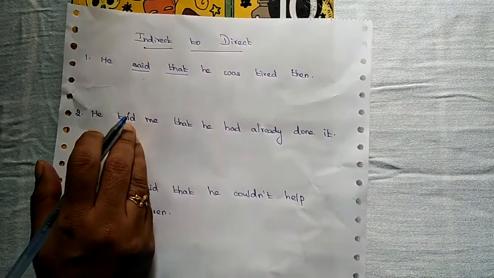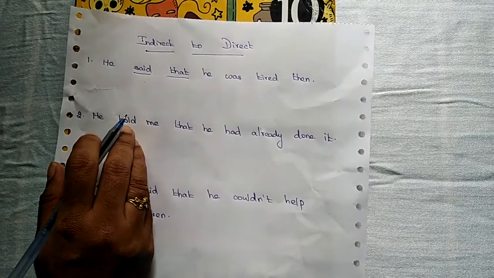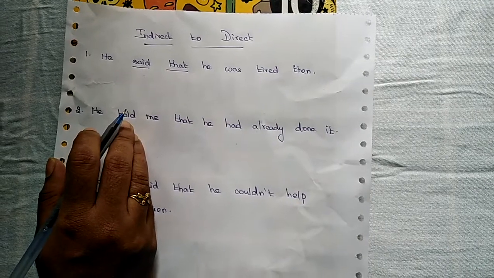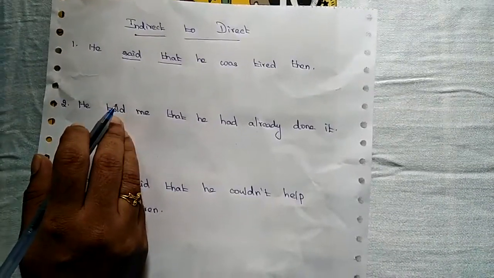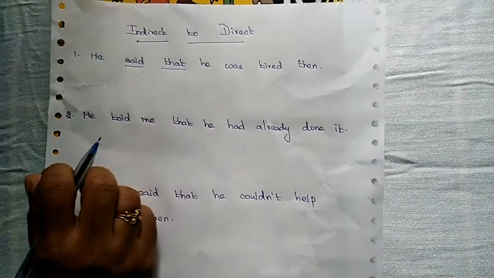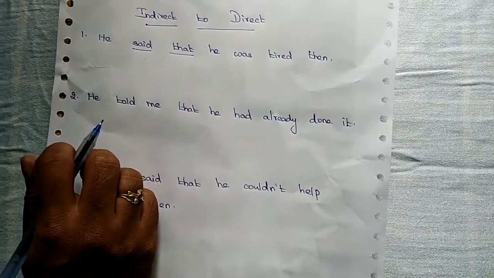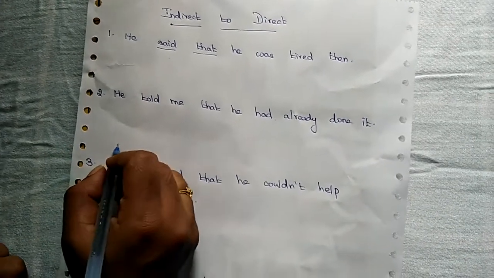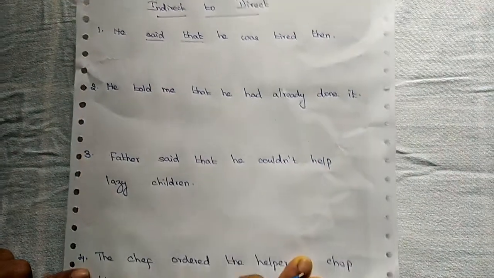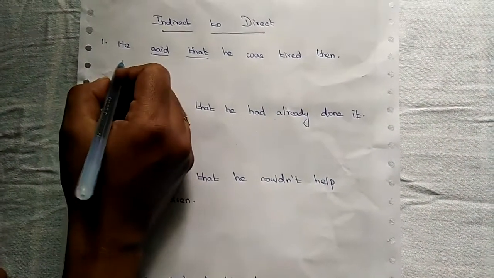Remaining whatever it may be, if it is told or requested or advised or warned or commanded or exclaimed or asked, whatever it may be, you have to write it as said to. All the reporting verbs will change into said to. If it is said, no need to change anything. Write as it is said. If it is any other reporting verb, make it as said to. Okay. So, shall we start?